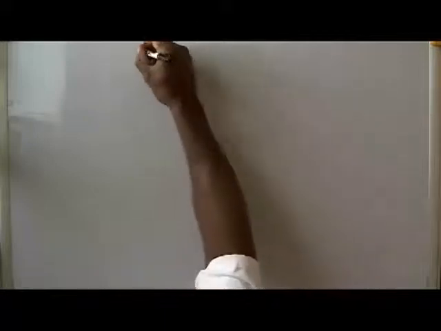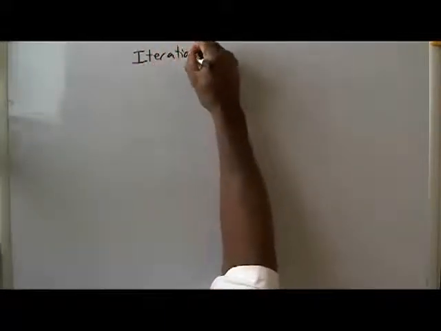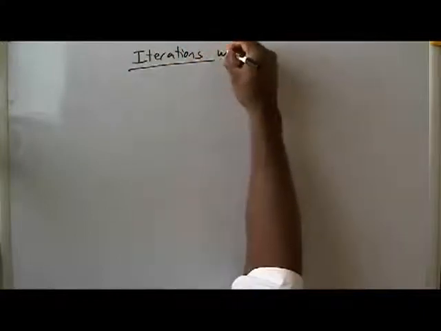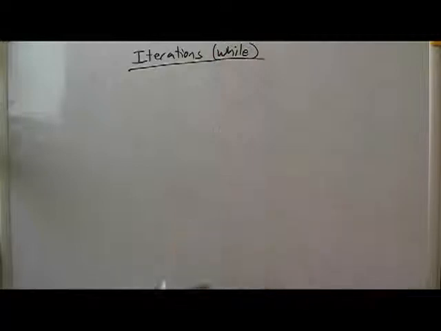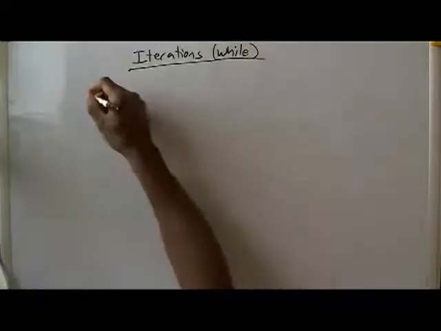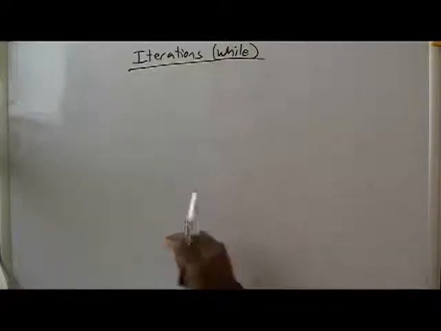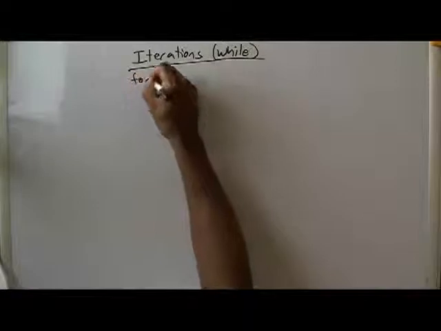Okay, continuing our discussion of iterations implemented using the while loop. We're going to go over some examples. I'm going to use the same examples that I used when I introduced the for loop. So let's get started. And I'm going to illustrate the use of the for loop and the while loop side by side.